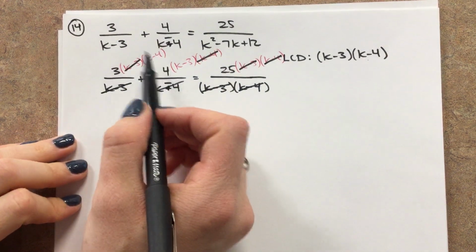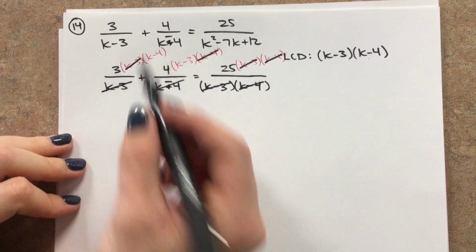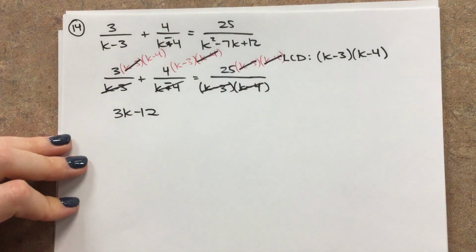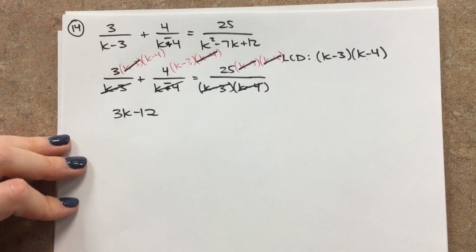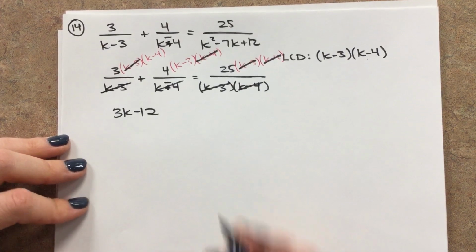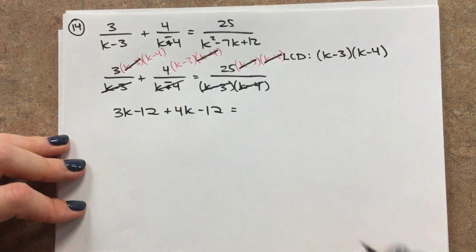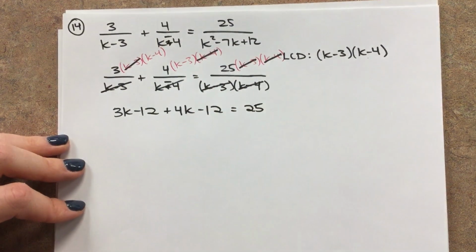Here, this first part, we have 3 times the factor k minus 4. So you would distribute the 3, and then we have 3k minus 12. Same thing with the 4. You have a 4 times the factor of k minus 3. So distribute the 4. We have 4k minus 12. And the right-hand side is 25.